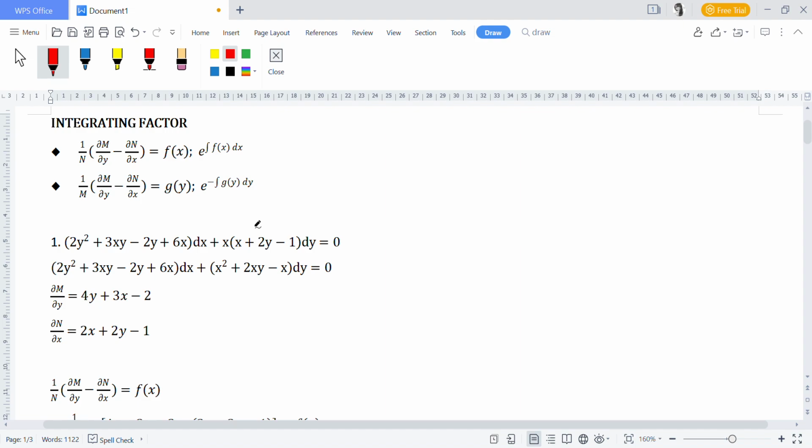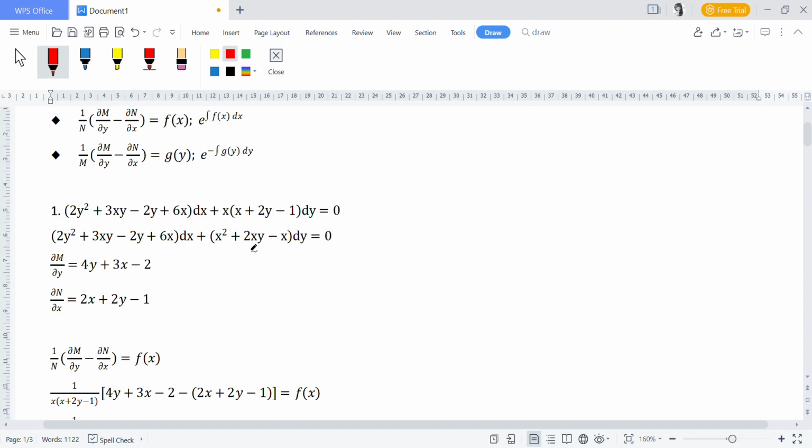Okay, so in our first example, we have (2y squared plus 3xy minus 2y plus 6x) dx plus x times (x plus 2y minus 1) dy is equal to 0. So let's distribute this one so we can have an easier equation. Now we will have (2y squared plus 3xy minus 2y plus 6x) dx plus (x squared plus 2xy minus x) dy is equal to 0.